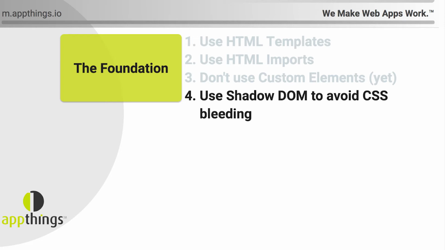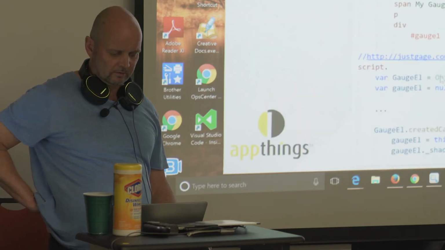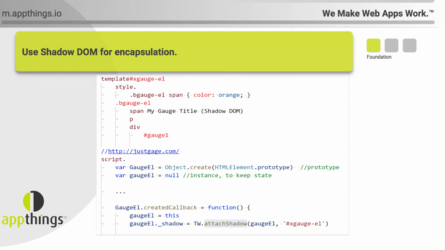Fourth one, use Shadow DOM to avoid CSS bleeding. One of the good old problems of component frameworks is that one component's style sheet could bleed into the rest of the application and vice versa. Our great standards people decided to add the concept of Shadow DOM. Of course, they didn't invent it. There are other frameworks that have used and are using Shadow DOM. But they decided that was a good idea. Let's put that into the standard.